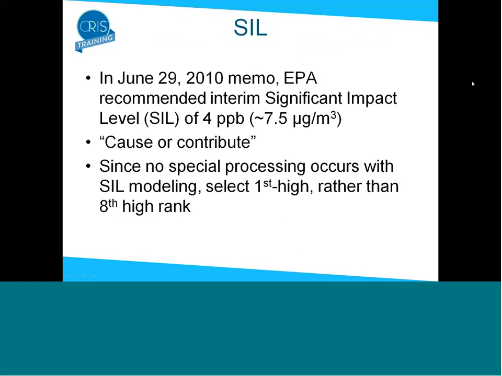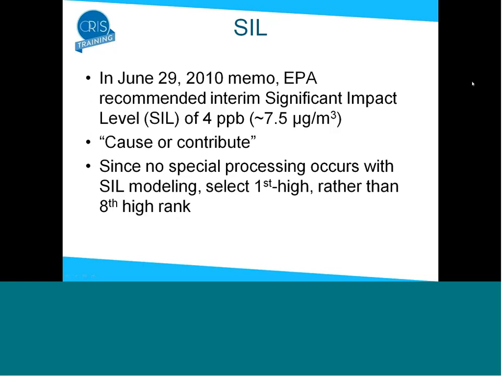A couple of comments here about SILs, or significant impact levels. As I mentioned in the June 29th memo, EPA came out with their interim SIL of 4 parts per billion, roughly 7.5 micrograms per cubic meter. And as you know, because we can't get a permit if we cause or contribute to a violation of the standard, that's where the SIL comes in. So if you ever exceed the SIL, you, by rule or practice or whatever, can't contribute to an exceedance of the standard.